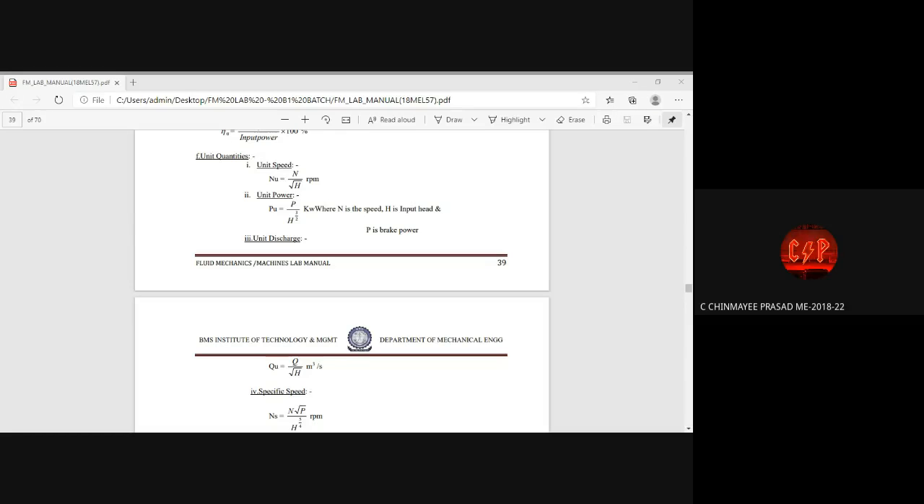Sir, two gate openings only are enough, sir. Yes, because you also have constant speed next. That's why. Simple calculation.